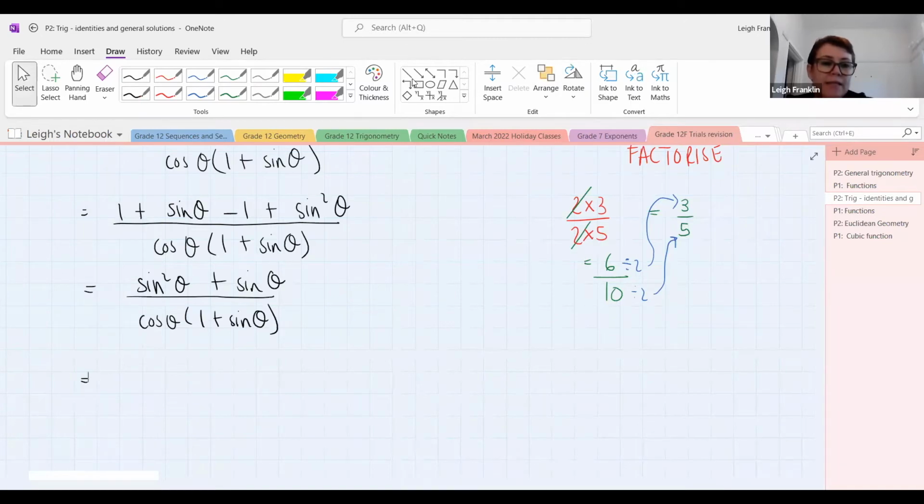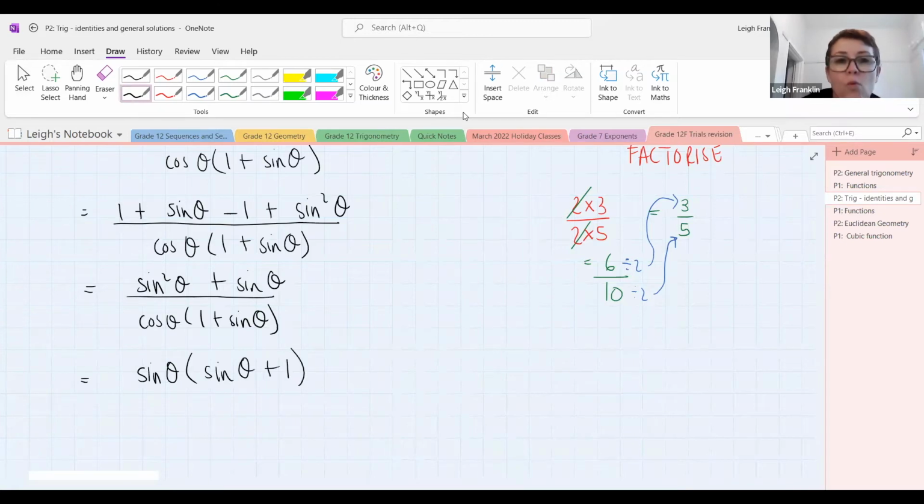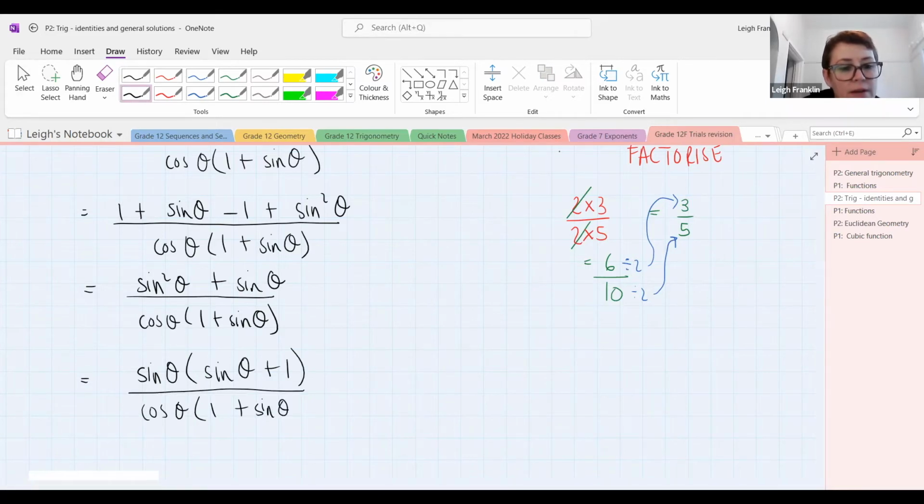So we applied an identity that's allowed us to change what we have. And now we can take out a common factor. Well done. Okay, so in this case, we are going to take out sine theta. We would be left with sine theta plus 1. Absolutely. Well done, everybody. And at the bottom, we would leave it as it is, cos theta, 1 plus sine theta.